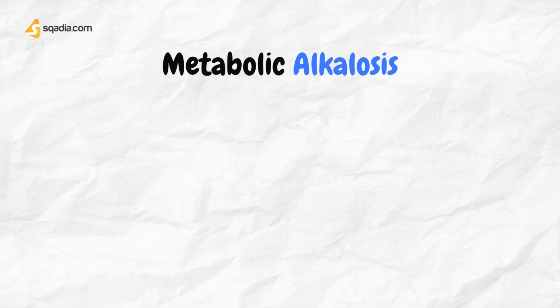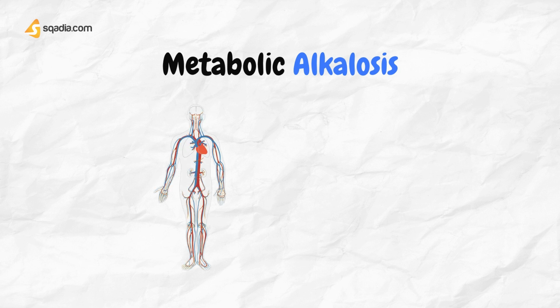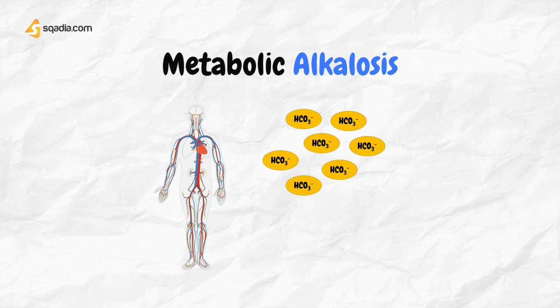Now first, let's talk about what metabolic alkalosis is essentially. Metabolic alkalosis happens when you get a high level of bicarbonate and the pH rises to more than 7.45.